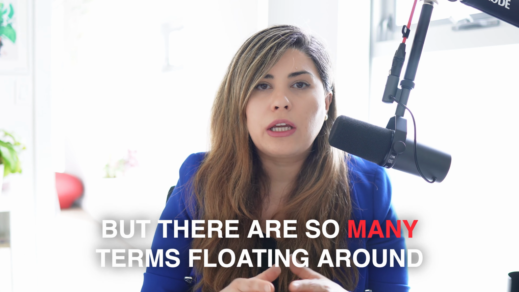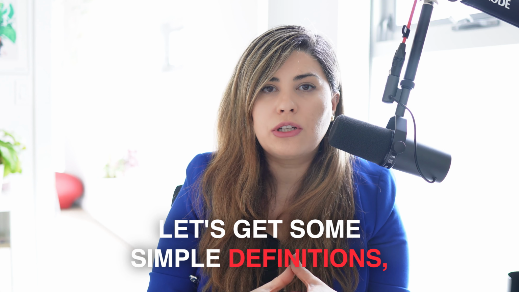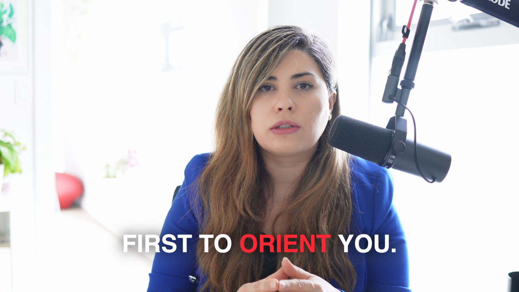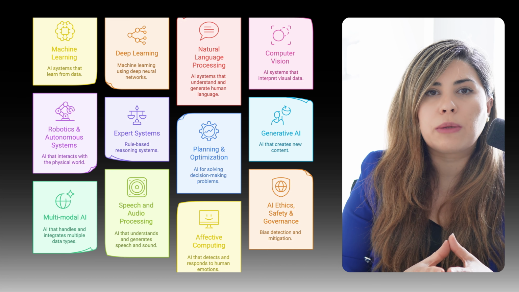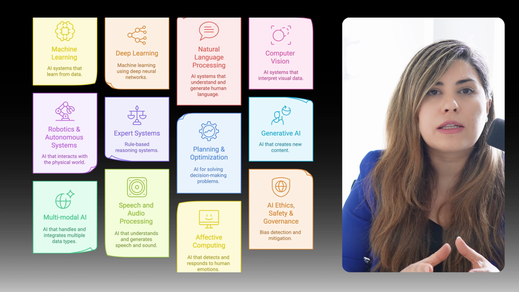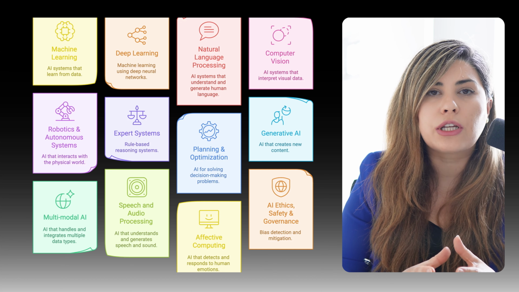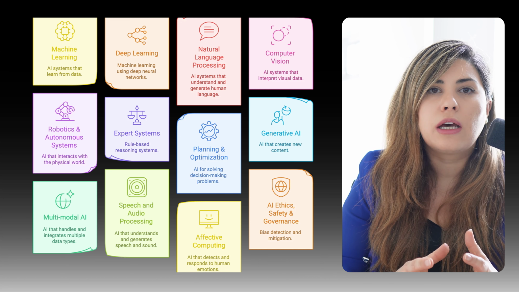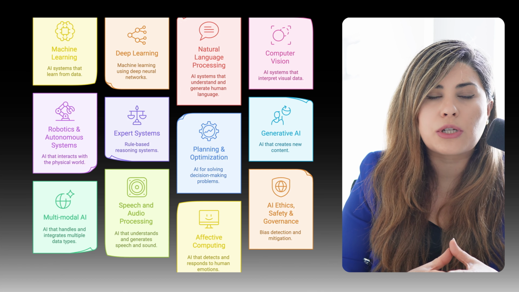But there are so many terms floating around: AI, ML, DL, Gen AI. Let's get some simple definitions first to orient you. Artificial intelligence, AI, that's the big umbrella term. It basically refers to any machine or computer program that's mimicking human intelligence or behavior, essentially trying to make machines act smart like us. So AI is the overall goal: smart machines.